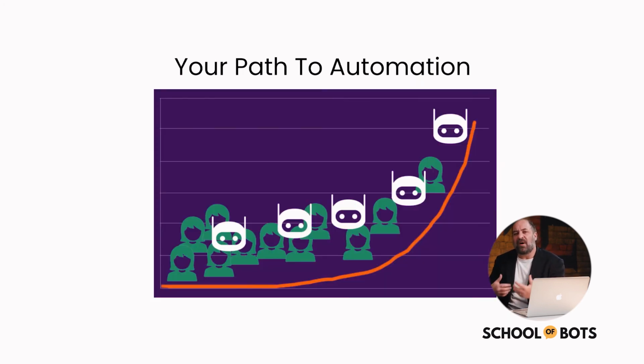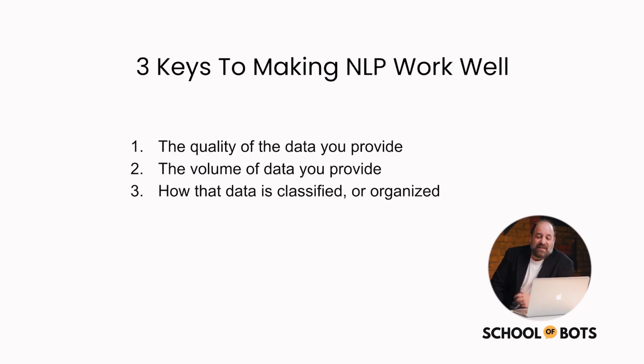It's an incremental process. You'll need to feed data to a machine and teach the machine to learn from your data. Now, the machine's only going to perform the right task based on 3 things. It's about the quality of the data that you provide. It's about the volume of the data you provide. You need to provide a lot of data. And it's also about how that data is classified, how it's organized.